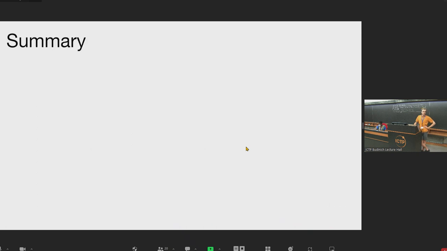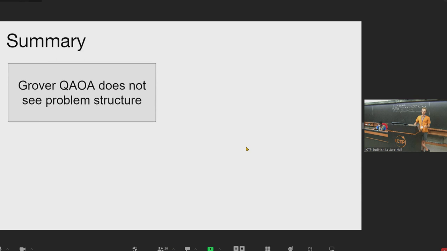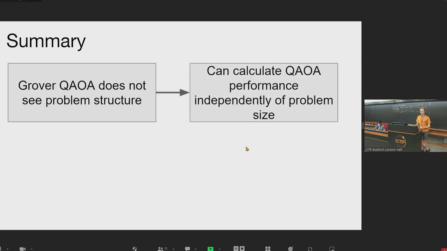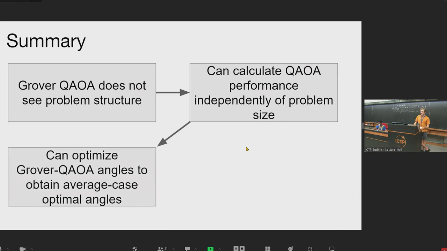To summarize this presentation today, there's a version of QAOA called Grover QAOA, using a Grover driver rather than a regular driver. And when you use this driver, you take into account a lot less structure than you would if you used a regular driver. As a result of this, we can calculate the performance of this version of QAOA independently of the size of a problem that we are solving. And therefore, we can optimize this performance to obtain optimized angles, which are for the average case of certain problems or in the infinite problem size limit.